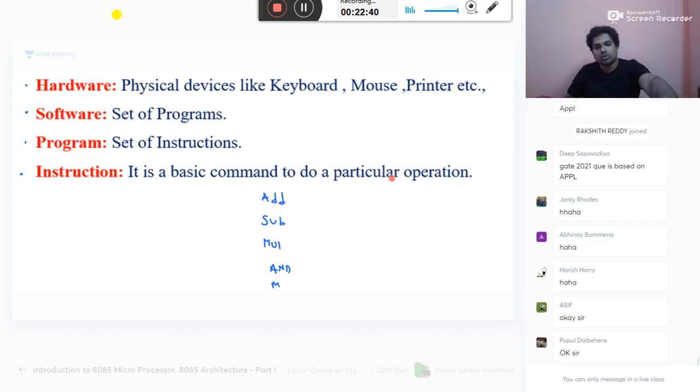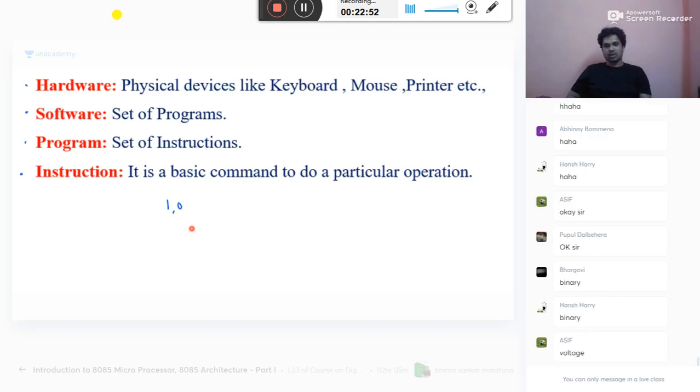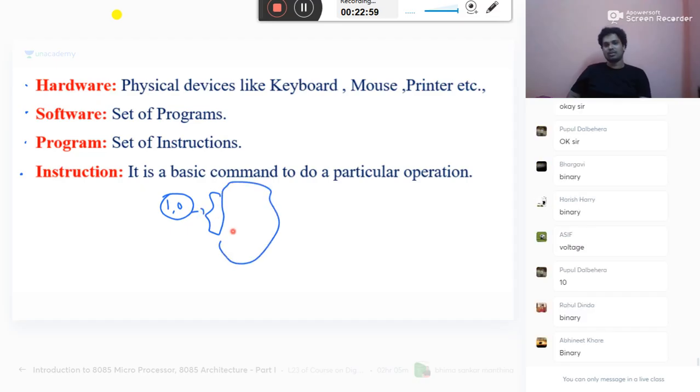Okay. So how do we give a command to the computer? How does the computer understand? If I speak in English, you will be able to understand. Similarly, the computer can understand what? Ones and zeros. Does the computer have any ear to listen to ones and zeros? These ones and zeros are called machine language.